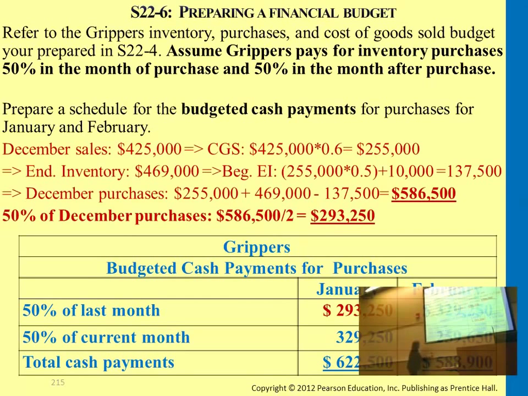Once you get the purchases for December, you divide it by 2 because we're only paying half of it in the following month. The other half, we already paid in December. Okay, so all the above calculations refer to this number here.